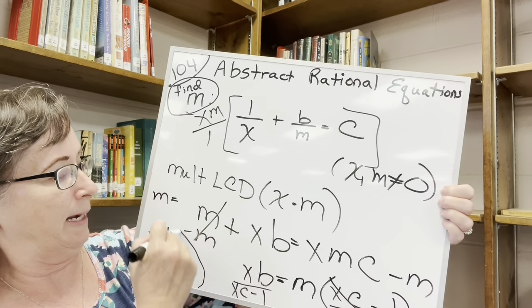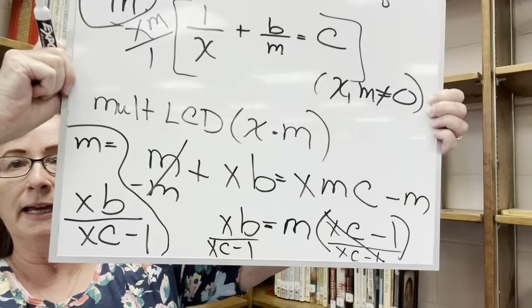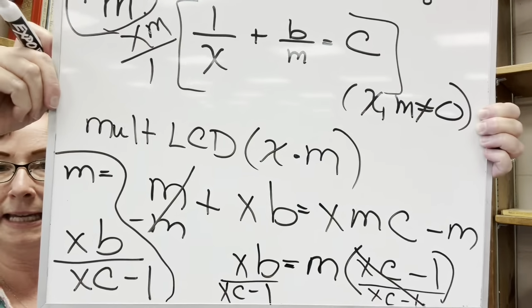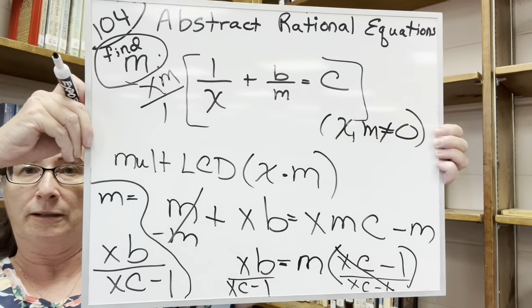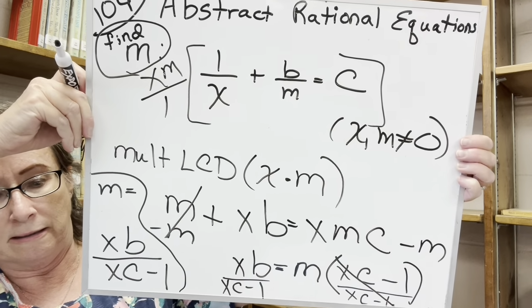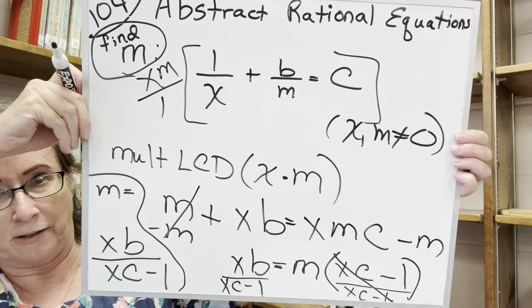So this is my answer. I just ran out of room. M is xb over xc minus 1. So let me hold that so you can see all of those steps. And that is the correct answer.